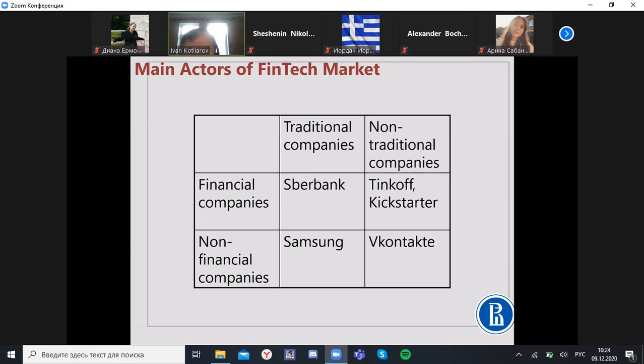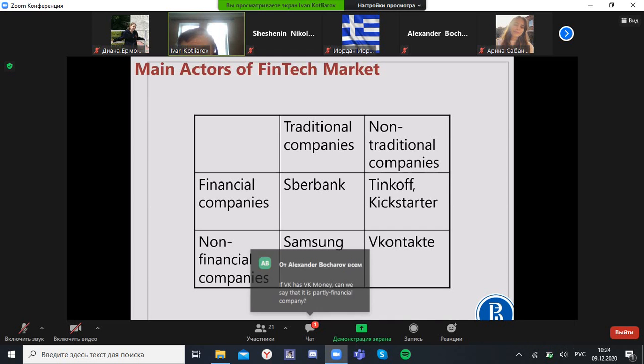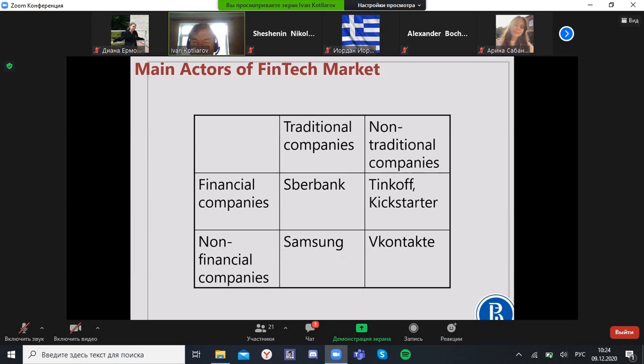And we also have financial companies and non-financial companies. Well, ladies and gentlemen, the first example is traditional companies in the financial sphere, like Sberbank. It's pretty obvious. But we also have non-traditional digital companies which work in the financial industry, which are specialized in finance. We have Tinkoff, for example, or Kickstarter. Tinkoff is a digital bank, a neobank, as I have already said, and Kickstarter is an international crowdfunding platform, which is used to support different projects and ventures.